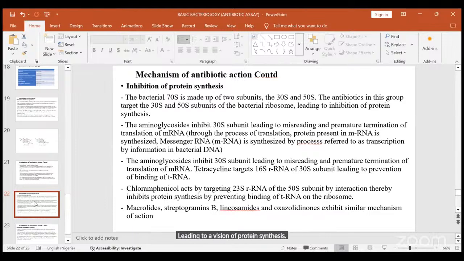There are two important groups of antibiotics in this inhibition of protein synthesis. The first one is aminoglycoside. The second one is chloramphenicol. The aminoglycoside acts on 30S. They inhibit the 30S subunit, leading to misreading. You know the meaning of misreading from the word itself, that is not reading it well.